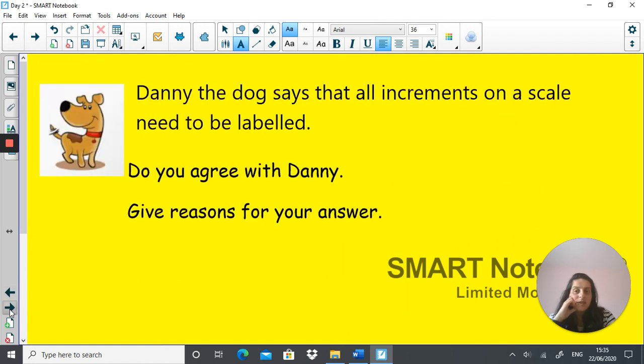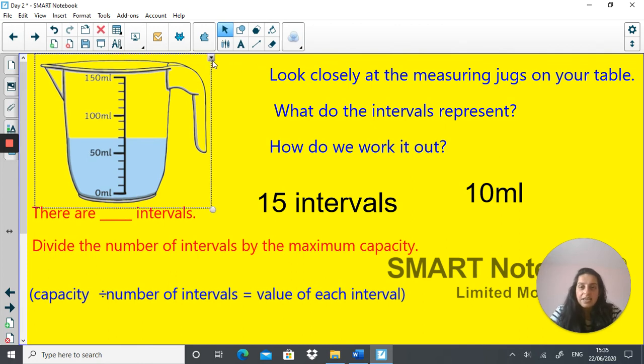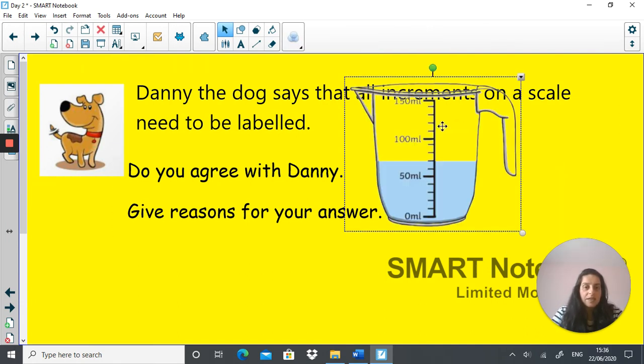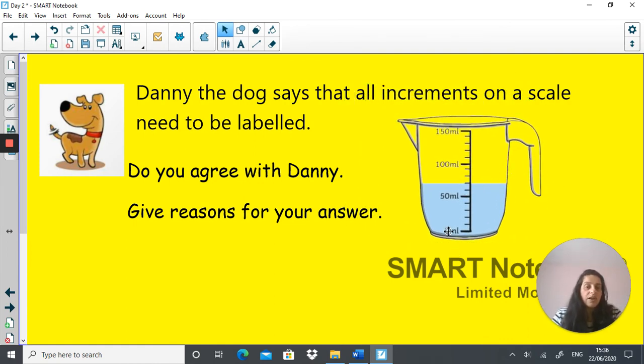Okay, let's move on. So Daniel Dog says that all the increments on a scale do need to be labelled. I'll give you an example. If I can take this jug with me, I can explain what he's trying to say. This jug, we're going to use as an example. What Danny is saying is that on this jug, only the increments here, here, and here are labelled, and that all of the little increments need to be labelled. Do you agree with Danny, or do you disagree with Danny, and give a reason for your answer?